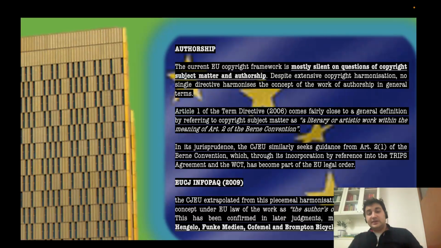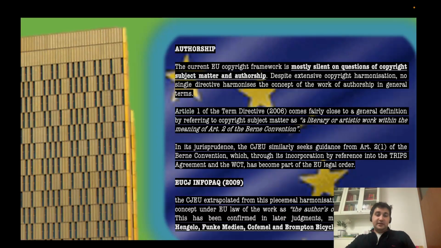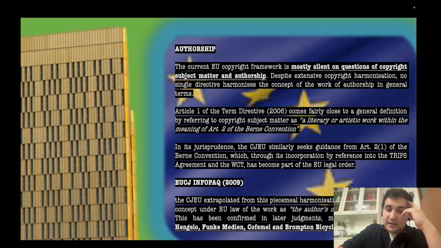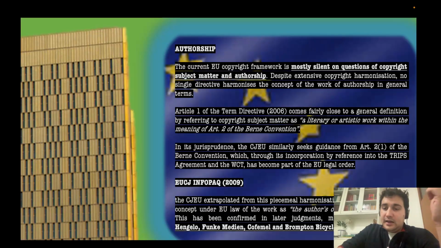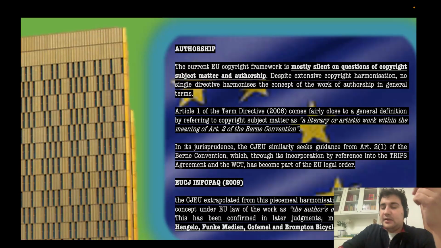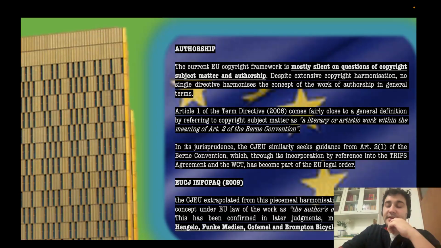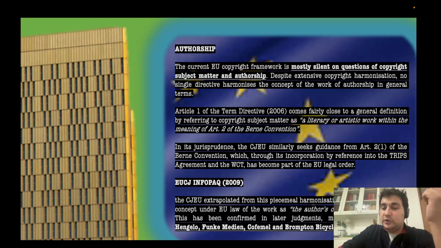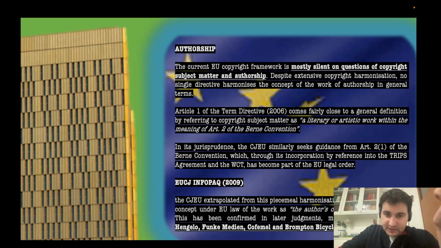Now let's see an important case from 2009, the Infopaq case, in which the Court of Justice of the European Union extrapolated a general autonomous concept under European law of the work as the author's own intellectual creation.